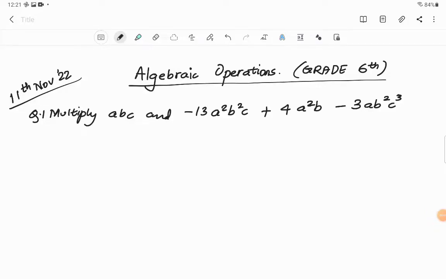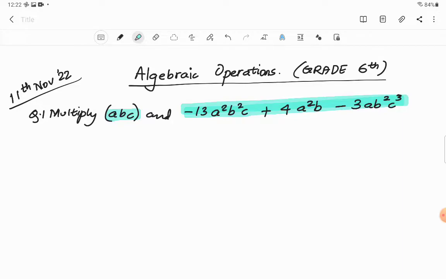Hello, my sixth graders. Let's take algebraic operations again. The first operation that I'm going to take is multiplying a monomial abc with a trinomial given as follows. This is the trinomial. So you can say basically we are doing polynomial multiplication with a monomial abc.